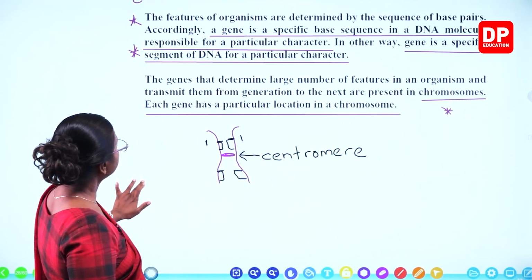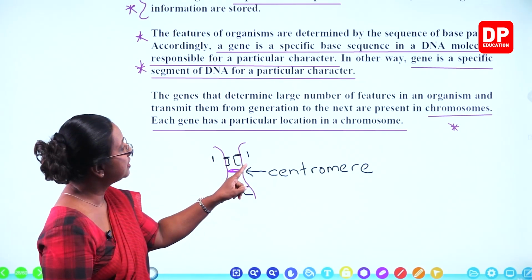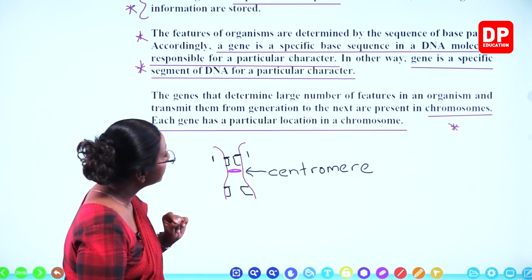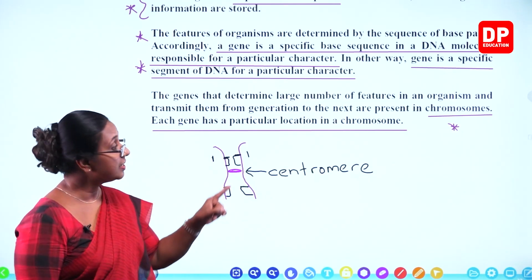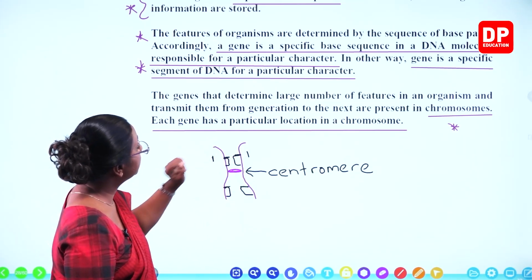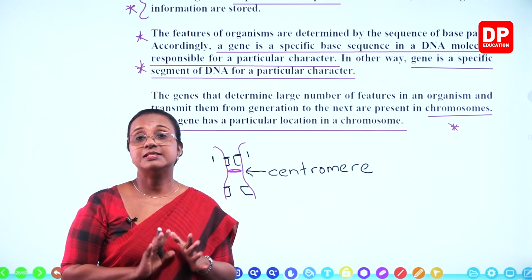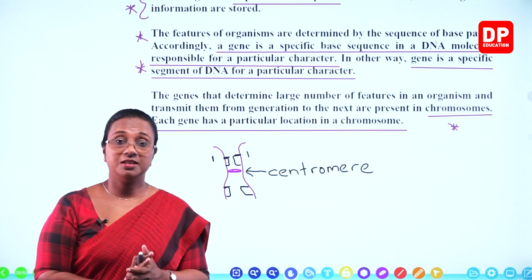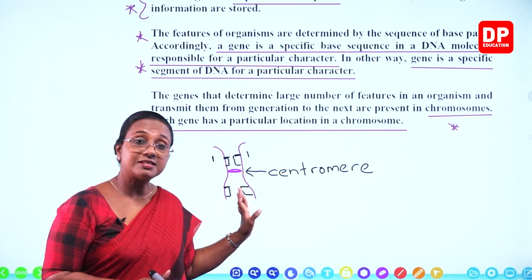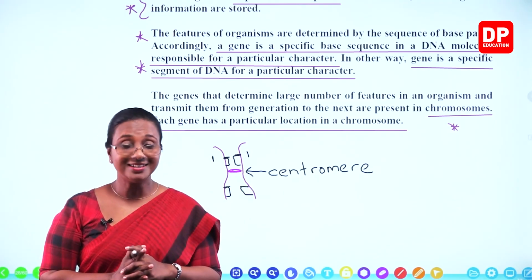Then, the genes that determine a large number of features in an organism and transmit them from generation to the next are present in chromosomes. Each gene has a particular location in a chromosome. So that is the concept of the gene, the structure of the genetic material and the structure of DNA. I am sure you all can understand that clearly.